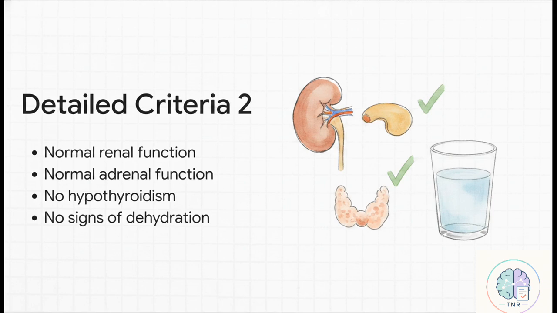For the second half of our criteria, it's all about ruling out other organ issues. You've got to have normal renal function, meaning your BUN is commonly under 10. You also need normal adrenal function and definitely no hypothyroidism. Finally, to confidently confirm this diagnosis, you have to verify there are 0 signs of dehydration or overhydration.